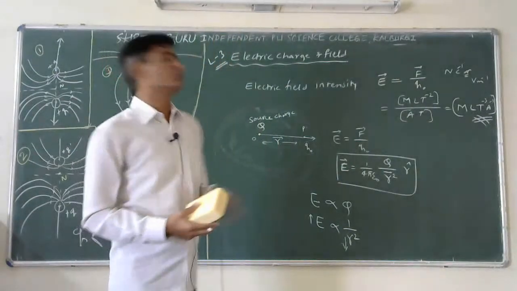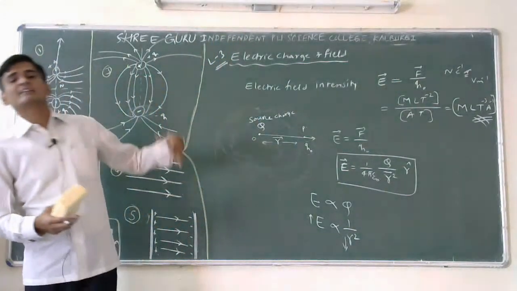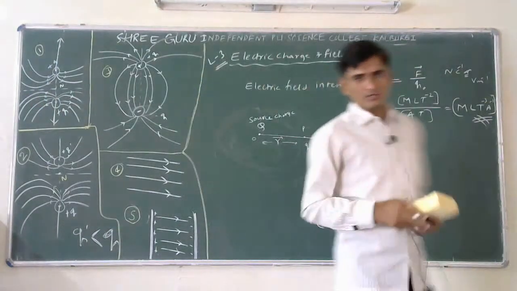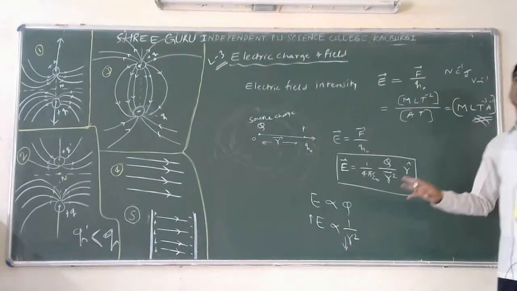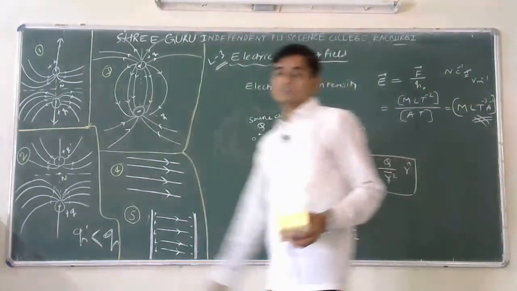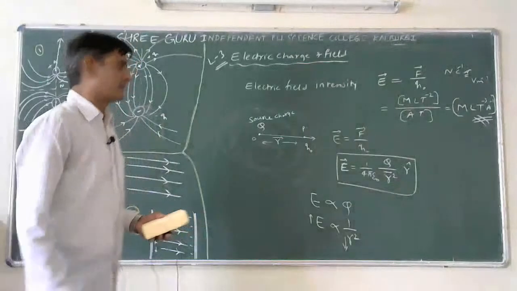It is used only to detect whether there is an electric field or not. To detect that, this test charge is used. Understood? So electric field intensity depends upon the source charge, and it is also inversely proportional to the square of the distance from the source charge.